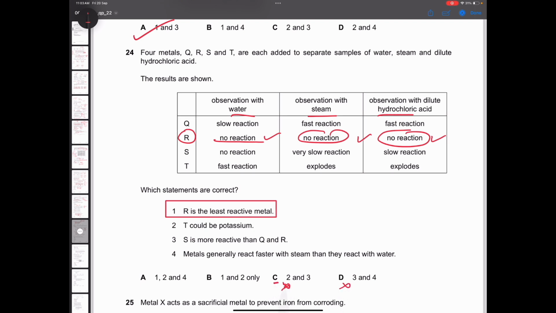So this already gets eliminated. We have to differentiate between option A and B. Option A and B both have statement 1 and 2 as correct. So we simply need to check statement 4.